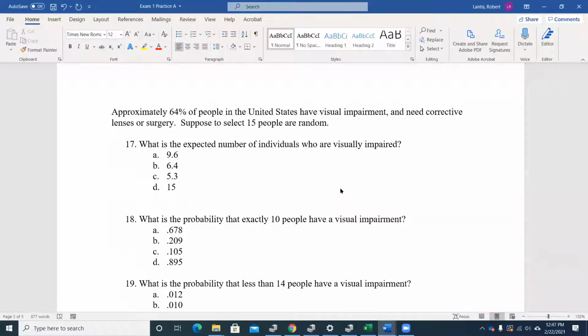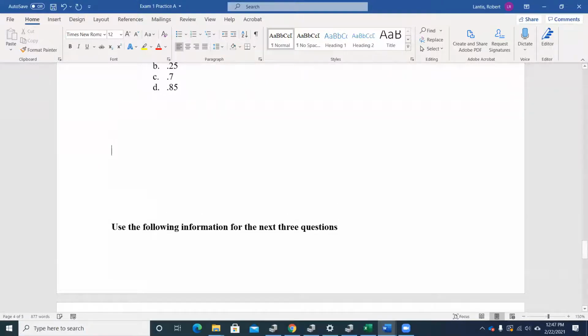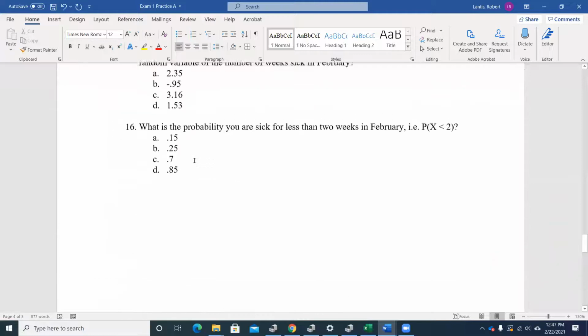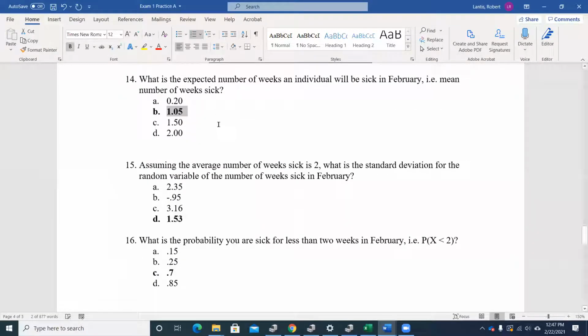So let's go down to problem 17 now. We just did 16, which had the answer 0.7 there. You have the answer key, but this is just to highlight the answers we've been coming up with.